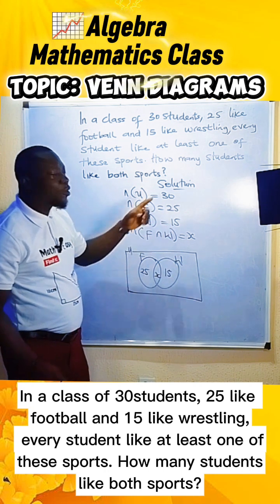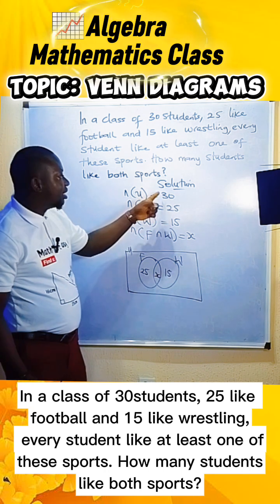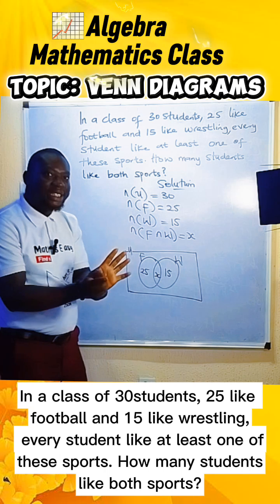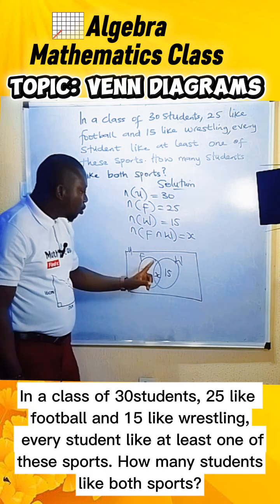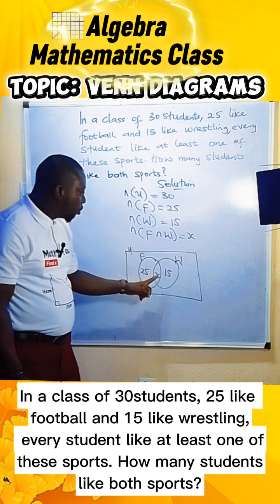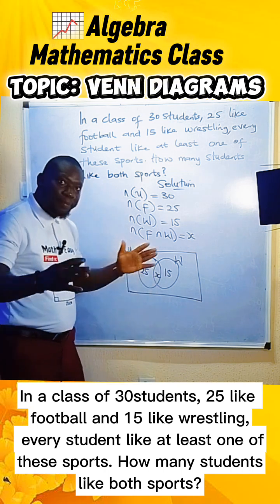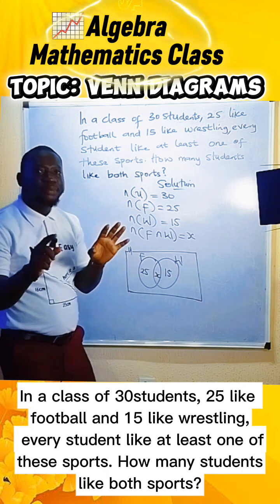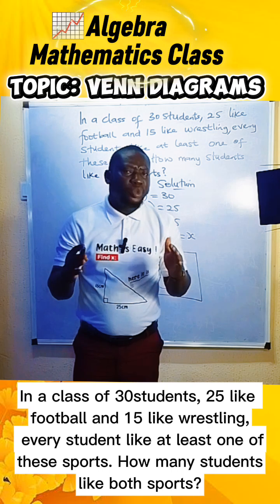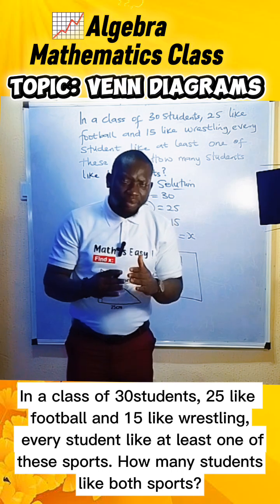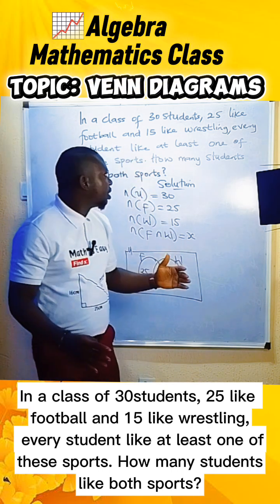If you add the two, how come you are having 30 here? When you add these two, you are getting 40. The reason is because those here are here, those here are here. Are you following? Those who like both, they are also here. You see, in sets, there's something you need to take note of. Very important. There's a difference between those, like in this question.